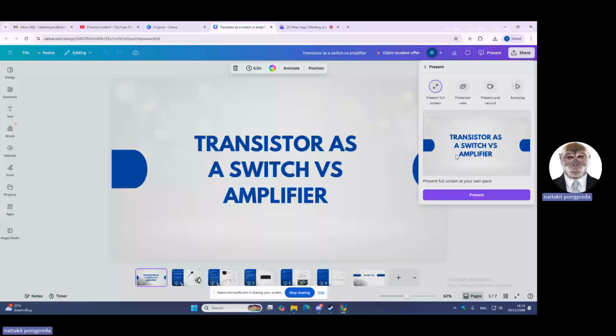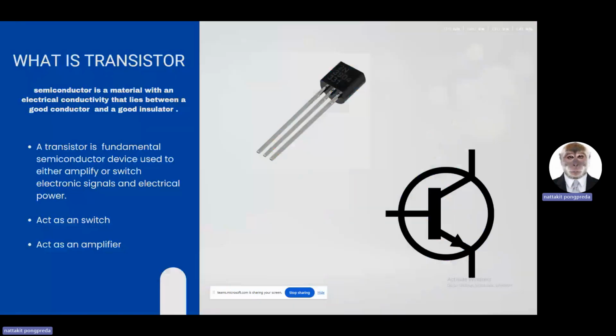Transistor as a switch versus an amplifier. First, before knowing what a transistor is, you need to know what a semiconductor is. A semiconductor is a material which is both electrically conductive and an insulator, because its properties lie between a good conductor and a good insulator.